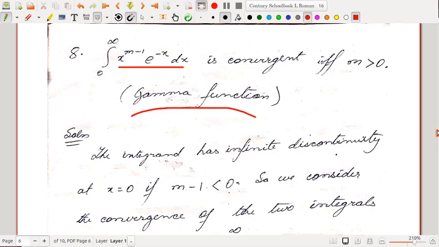Which is also a part of our course. There are some special properties of these functions. We will do that in the next lecture.